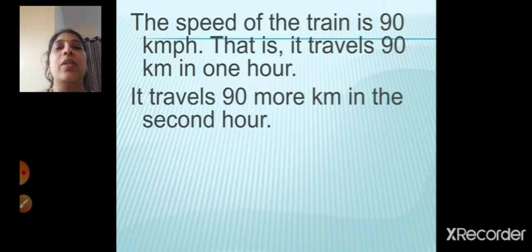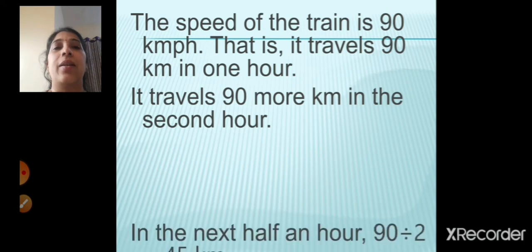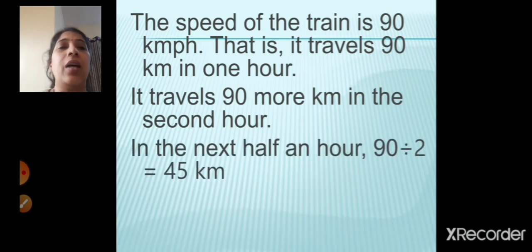Then it travels 90 more kilometers in the second hour. Right? So what is given, you have to find out 2.5 hours. So in 1 hour it is traveling 90 km. So in the second hour also it will travel 90 km. Right? Now the remaining half hour is left. In the next half an hour, what you will do is 90 divided by 2.